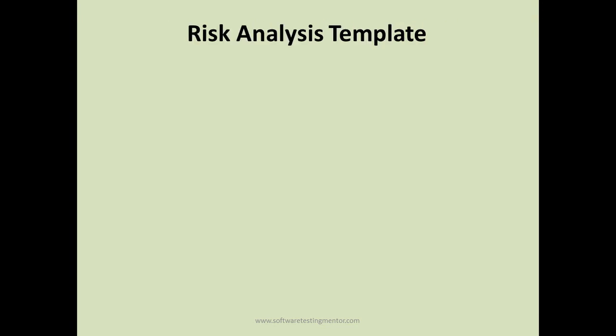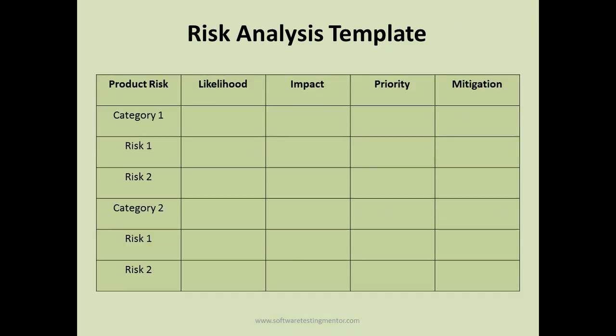Then here is a basic risk analysis template that you can use. It is based on different categories. So category 1: what is the likelihood, what is the impact, the priority, and what is the mitigation plan for that. Based on the categories, you can have risk 1, risk 2. You can just keep writing down the risks based on the categories.